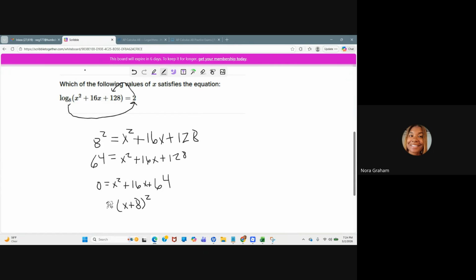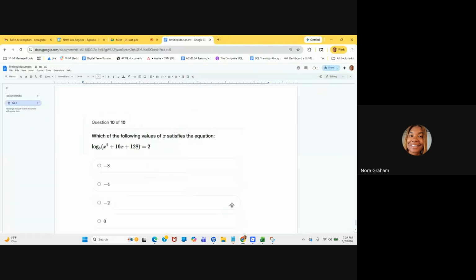Now I still have to solve for x. I can square root both sides. The square root of 0 is 0. So x plus 8 equals 0, and I subtract 8 from both sides to get x equals -8. And that should be our answer, which is -8. Awesome.